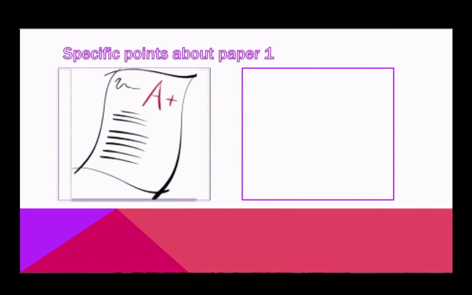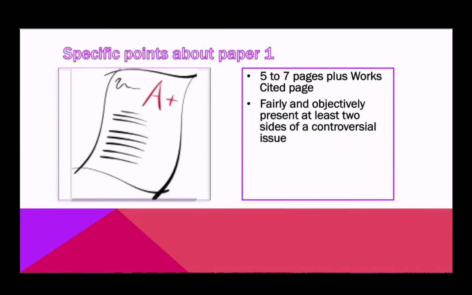Let's talk about some of the specific points for paper 1. First of all, for your first paper, you're going to write a 5 to 7 page informative paper. The paper must be at least 5 pages long, plus the works cited page. The works cited page is the bibliography in MLA. The paper will completely, fairly, and objectively present at least 2 sides of one of the controversial topics that's listed on the posted assignment sheet.